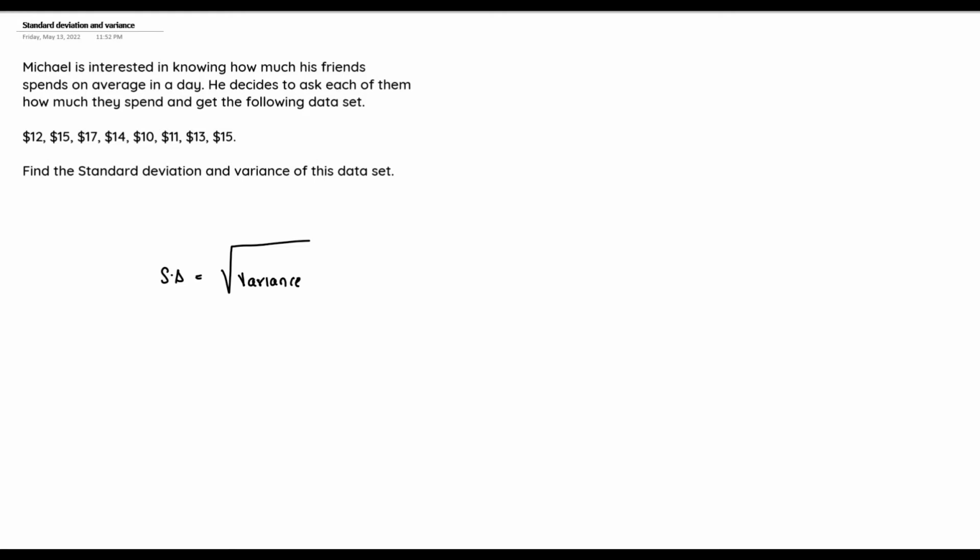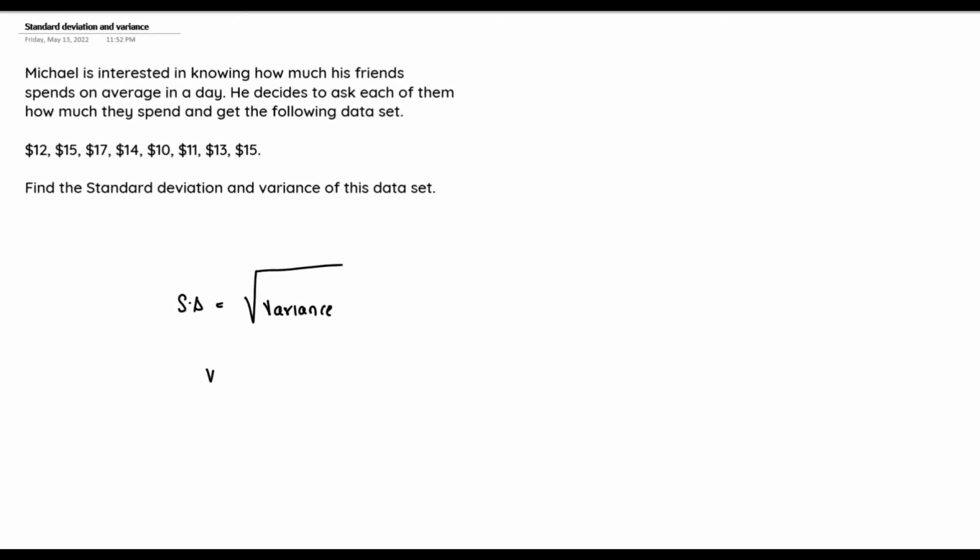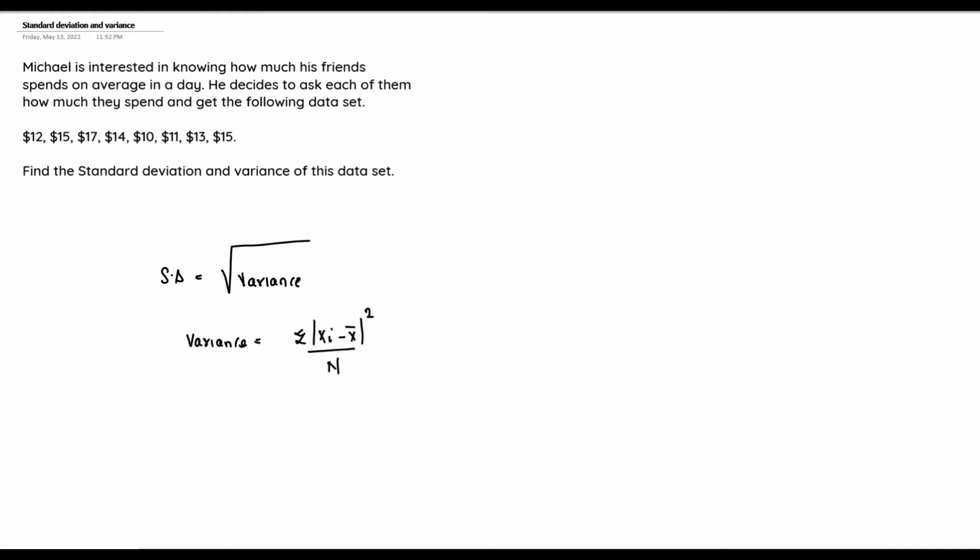So whenever we have an ungrouped data and we need to get the variance, the formula for the variance is going to be: we have the variance right here, summation, we have a modulus sign, we have xi minus x bar, modulus, all squared, divided by n. So this formula is almost like the formula for the mean absolute deviation. The only difference is that right now we have the square of the modulus of deviations.